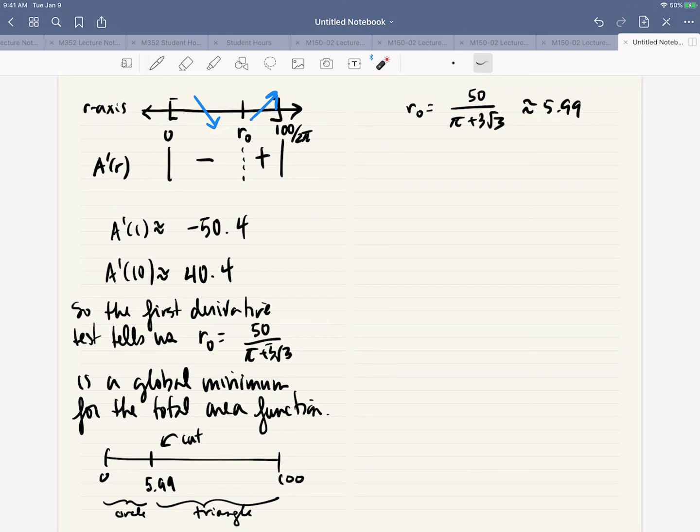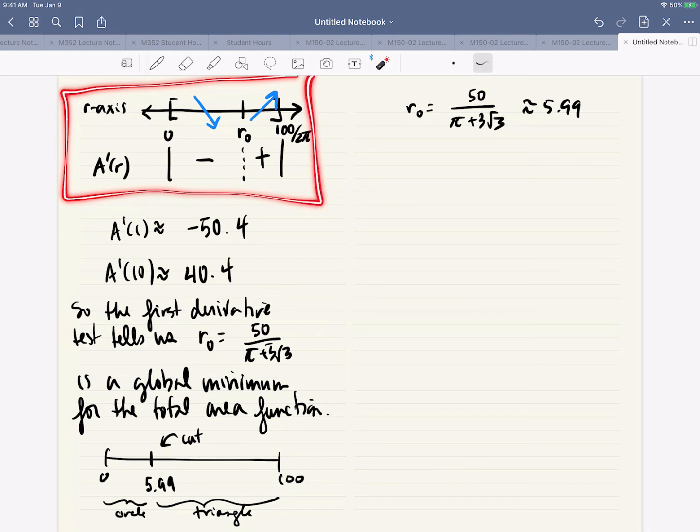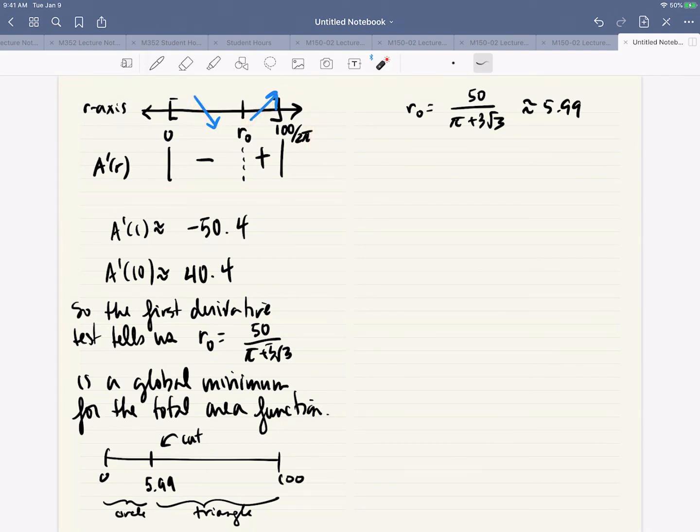One thing that I'll note, looking at our chart of signs here and what the first derivative test is telling us, is that each of the endpoints is a local maximum. But it's interesting to see which one of these is the global maximum. And you can go and calculate what's the total area for 0 and what's the total area for 100 over 2 pi. That is, what's your total area if you don't include the circle, and what's the total area if you do include the circle. I'll stop there. You can play with this some more. Classic optimization problem.